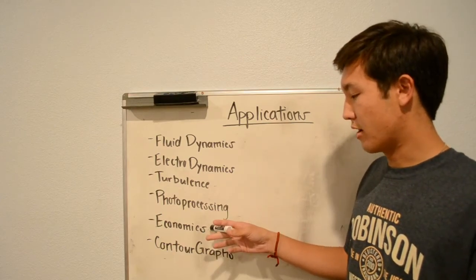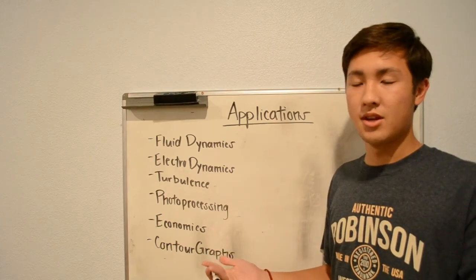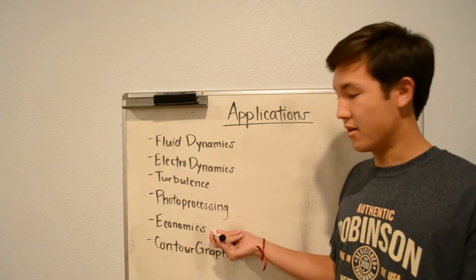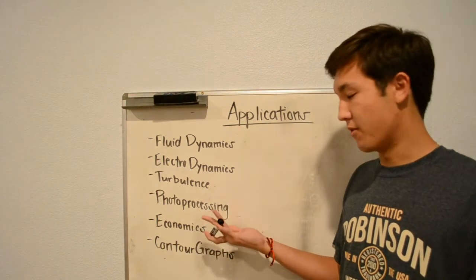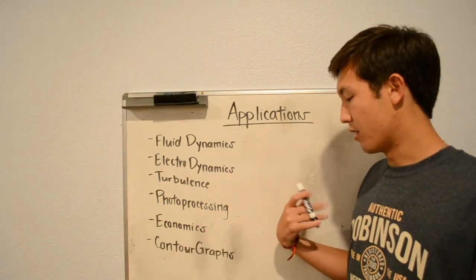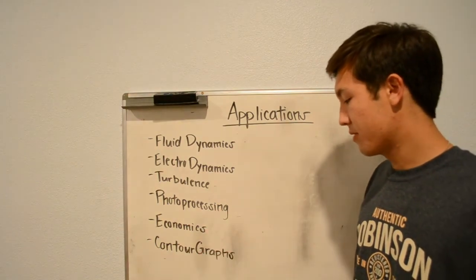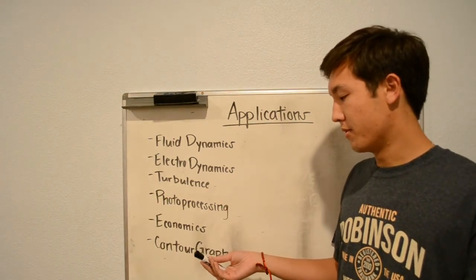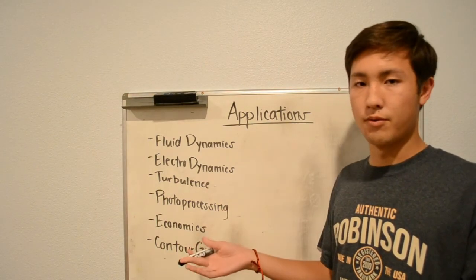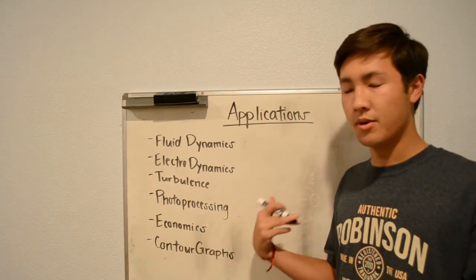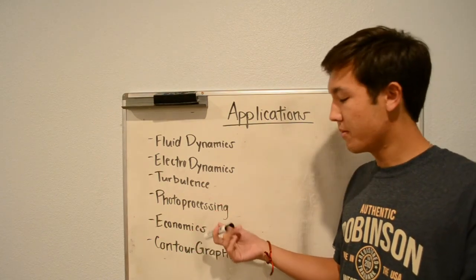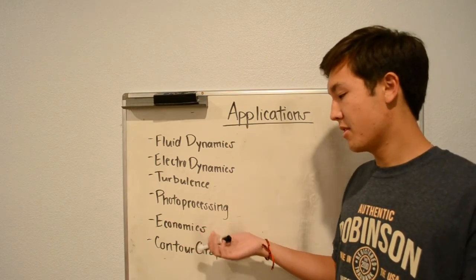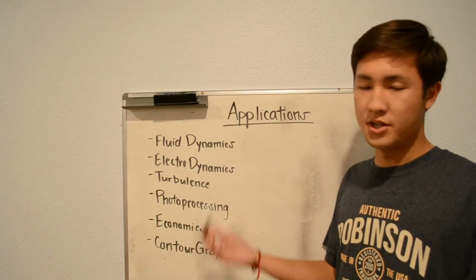It's also used in economics, because in economics there are many different variables when you're solving for supply and demand and the rate of change for said variables. And also it is used in contour graphs. In contour graphs, partial derivatives allow you to solve for the gradient, which can be represented by a change in color. And with that change of color, you can create topographical maps, which show the change in altitude.